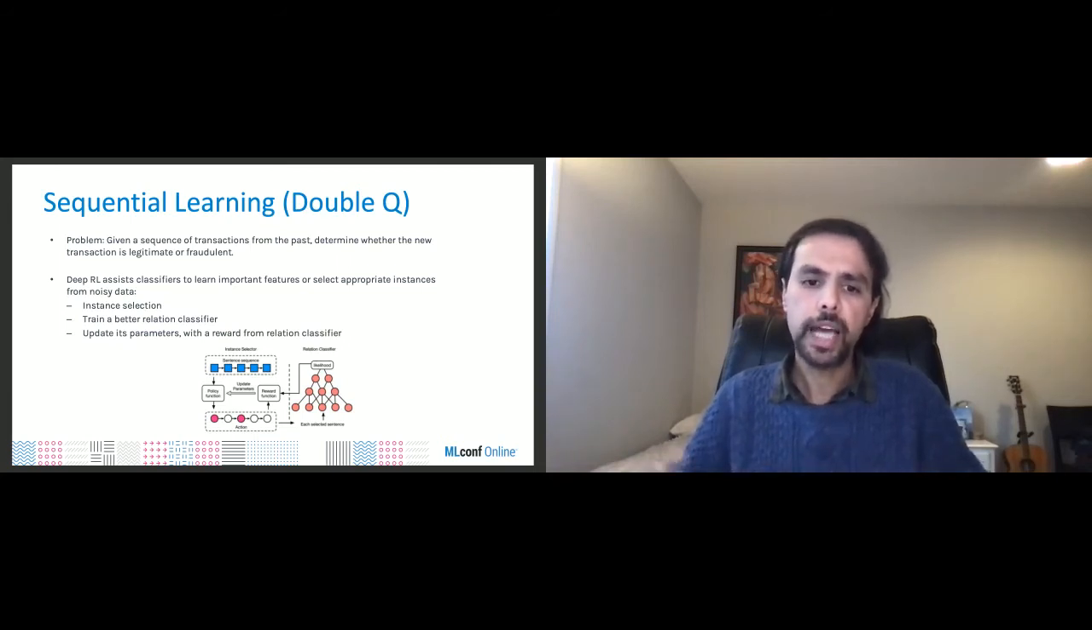So in that sense, we are trying to divide this deep RL method into three different parts. First is the instance selection, where the example is chosen according to a policy function. Then the selected examples are used to train a better relational classifier. Lastly, you have the instance selector that updates its parameters with a reward which is computed from the relational classifier. So this is very broadly the idea around sequential learning using Q-learning. The variation that we apply in the fraud detection context is to use double Q-learning. So let's dive a little deeper into the data description and then the neural network architecture.